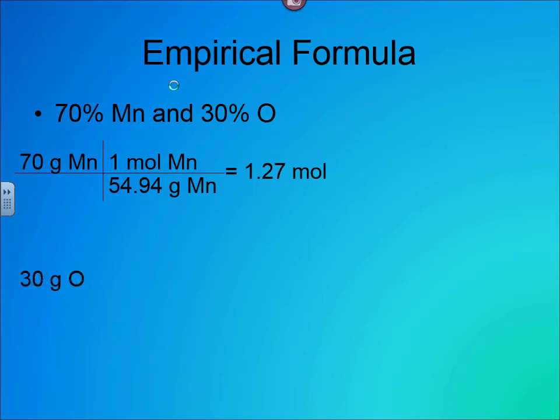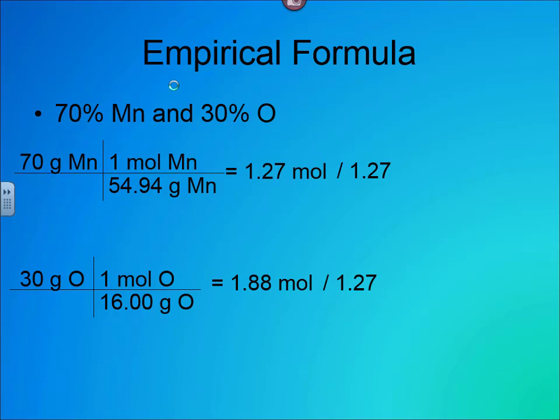Repeat for oxygen. Change the percent to grams. Change the grams to moles. Look up the mass for oxygen. It's 16.00. Divide those two numbers. Which is the lower of the two? 1.27, so we need to divide both of them by 1.27.